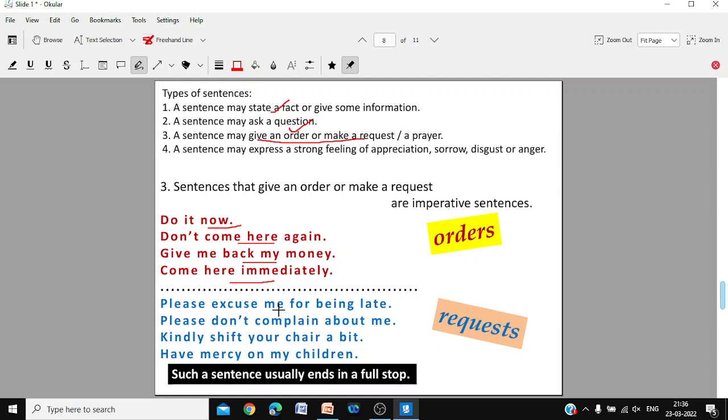Now, these are requests. Please excuse me for being late. Please don't complain about me. Kindly shift your chair a bit. Have mercy on my children. These are requests or prayers. So these are called imperative sentences. Such a sentence usually ends in a full stop, just like our statements.